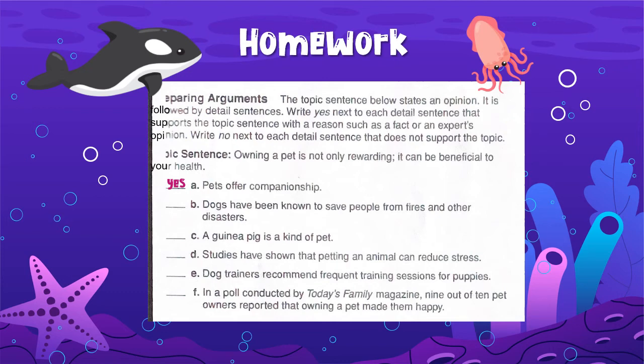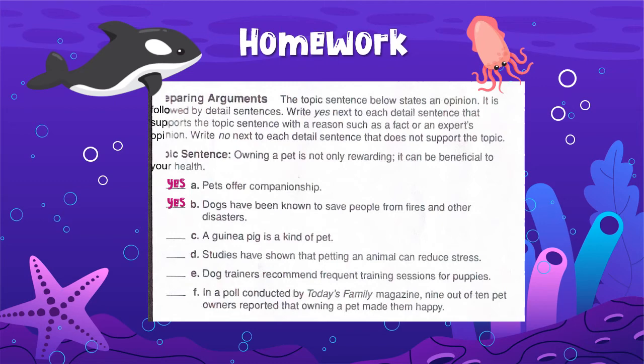Letter B, dogs have been known to save people from fires and other disasters. Does that talk about it being beneficial to your health? Yes or no? Yes, because it's talking about saving people's lives, so of course that's beneficial.